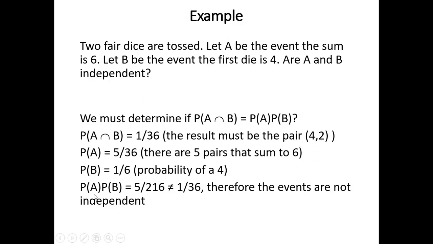When we look at the product, P of A times P of B, we get 5 in the numerator over 216 in the denominator, and that is not equal to 1 over 36. If this was expressed with 216 in the denominator, it would be 6 over 216. So we may conclude that the events are not independent.